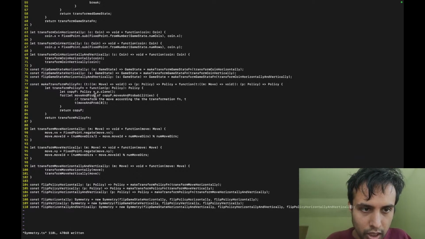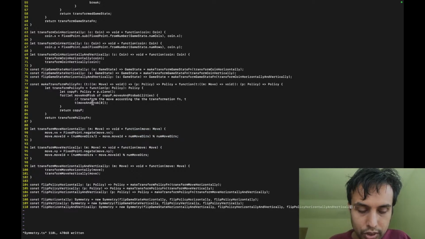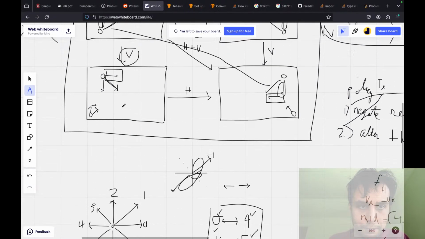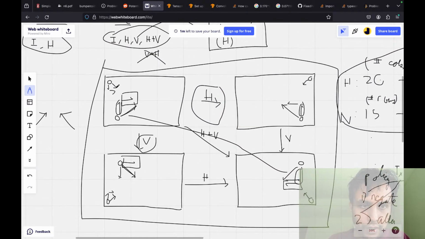Now, notice that we're not touching probability. We're only indexing onto 0. Move and prob of 0 gives you the move. If we had 1, that gives you probability. But we're only mucking around with the moves. The probabilities remain the same. Right here, if you look at the relative lengths of these velocities, this is a very tiny velocity, a tiny magnitude. And when you flip it, the magnitude stays the same. It's still low probability.